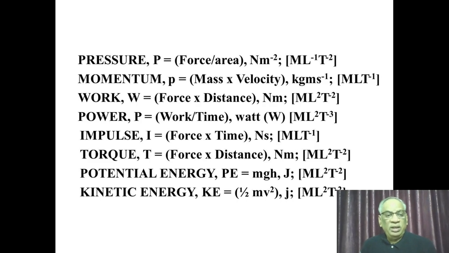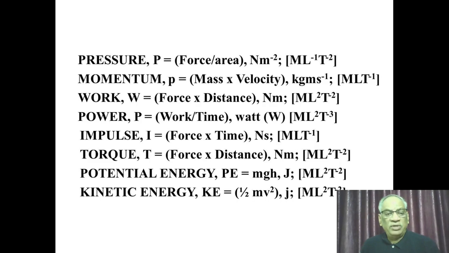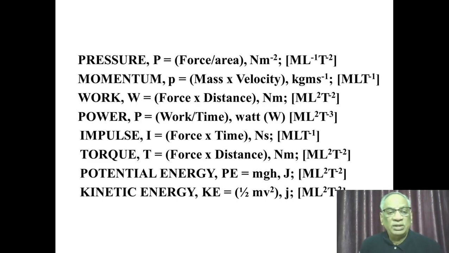And potential energy and kinetic energy. For a body at a particular height h, if its mass is m, the potential energy is given by mgh. Energy is given in joules, and its dimension is ML square T minus 2. Kinetic energy, half mv square, also has joules as the unit. So dimensionally both should be the same, ML square T minus 2.